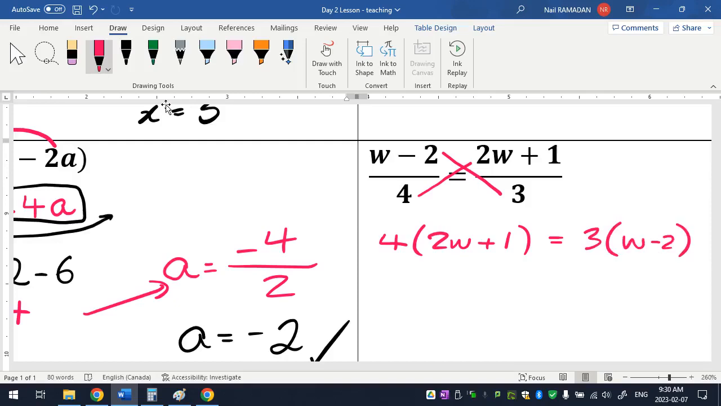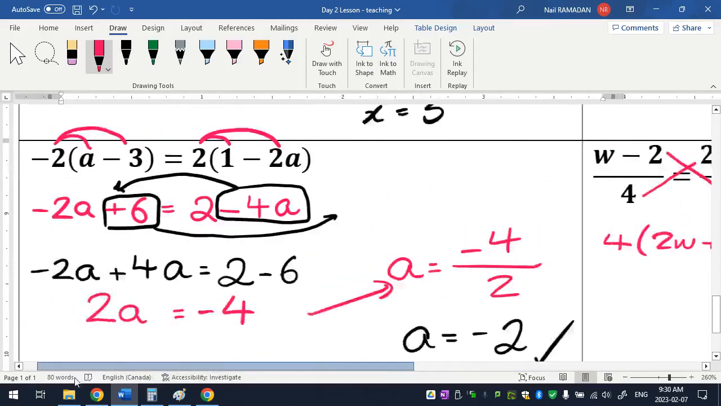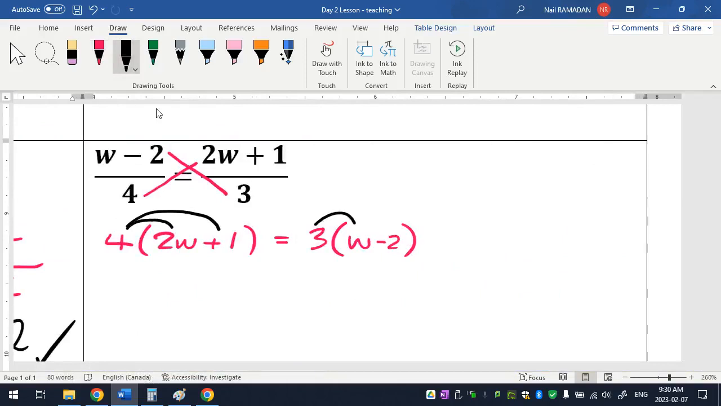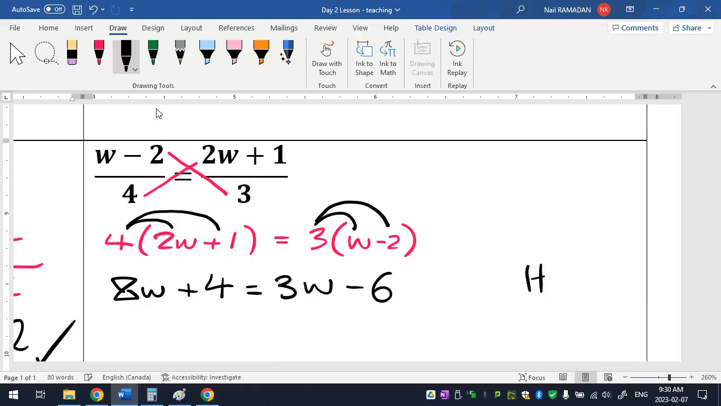Does this look similar to something we just did? You have to do the lines. Let's do the lines. This multiplies that. This multiplies that. This multiplies that. This multiplies that. What's 4 times 2w's? 8w. You always have to say 8w because it's not just 4 times 2, it's 4 times 2w. What's 4 times 1 with a positive? What's 3 times w? What's 3 times negative 2? And the rest is home.